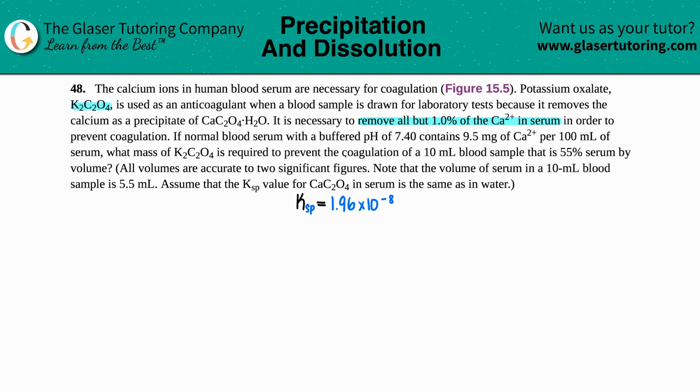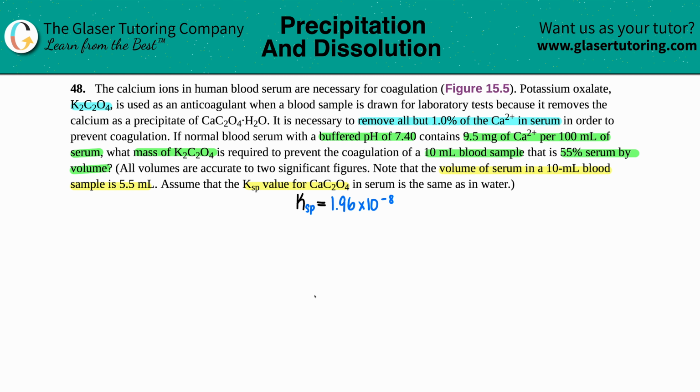If normal blood serum with the buffered pH of 7.40 contains 9.5 milligrams of Ca2+ per 100 mL of serum, what mass of K2C2O4 is required to prevent the coagulation of a 10 milliliter blood sample that is 55% serum by volume? And then they give us this little hint. They say all volumes are accurate to 2 significant figures. Note that the volume of the serum in a 10 milliliter blood sample is 5.5 mL. And then assume that the Ksp value for the CaC2O4 in serum is the same as in water.